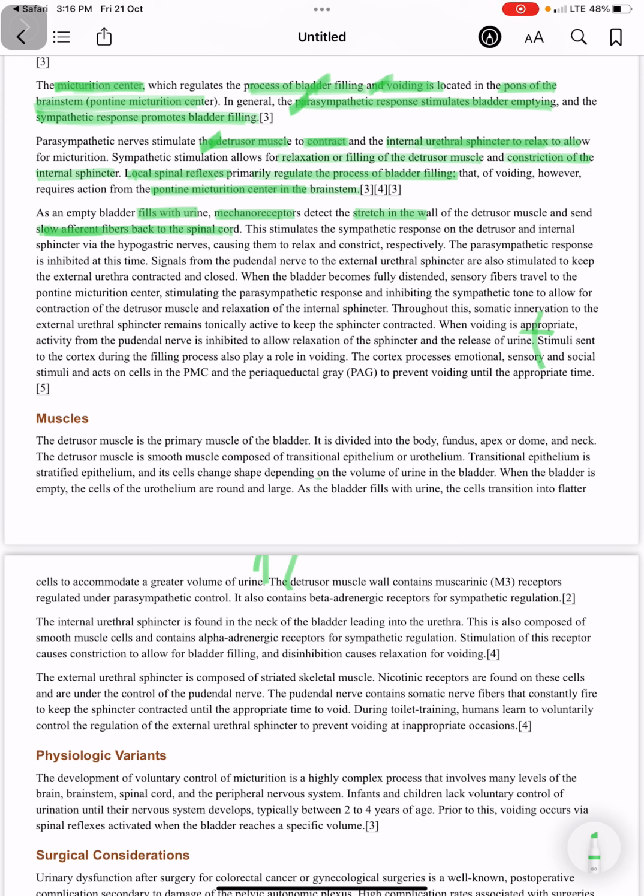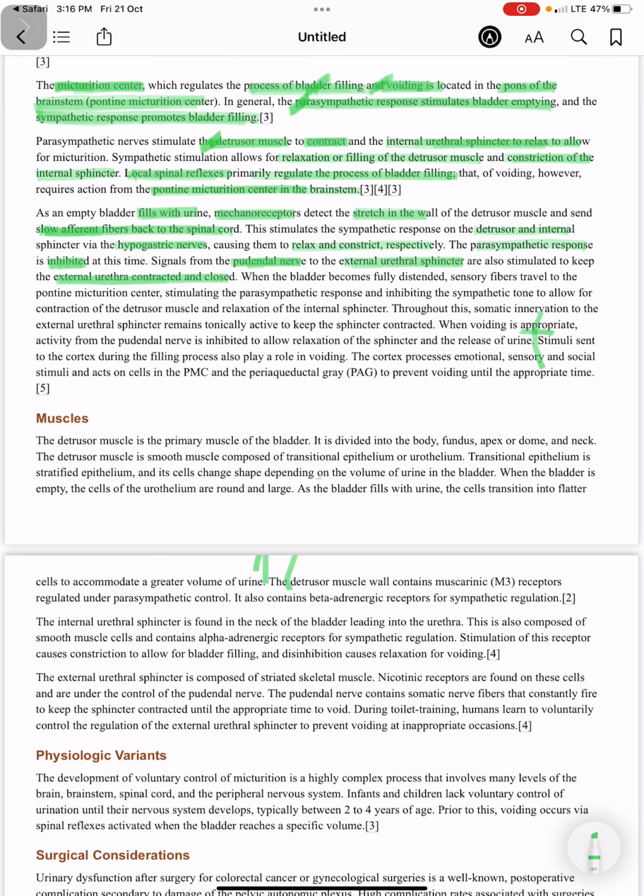This stimulates the sympathetic response on the detrusor and internal sphincter via the hypogastric nerves, causing them to relax and constrict respectively. When sympathetic is active, parasympathetic is inhibited at this time. And signals from the pudendal nerve to the external urethral sphincter are also stimulated to keep the external urethra contracted and closed.